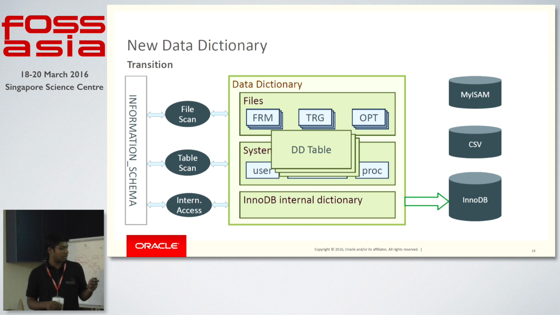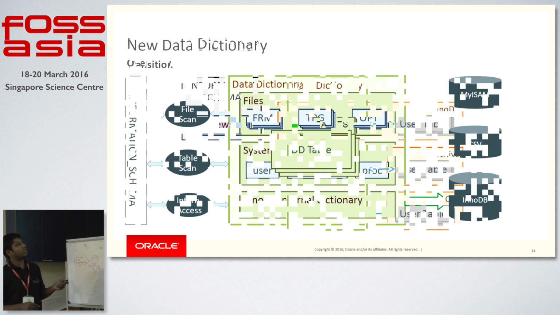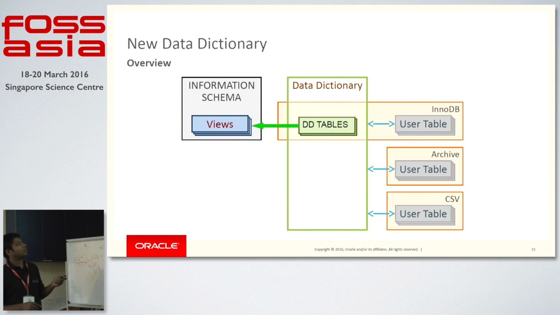So this is the diagram I referred to previously. The whole data dictionary consisted of the file system, system tables and internal dictionary. Now everything will be replaced by dictionary tables. This is a transition slide which shows the transition of the data dictionary. The next slide shows how the information schema has changed from all these types of scans to simple views on data dictionary tables. And storage engines can interact with data dictionary tables whenever required to store their internal data. So this data dictionary stores whatever was stored in .frm files, the system tables, as well as the storage engines.